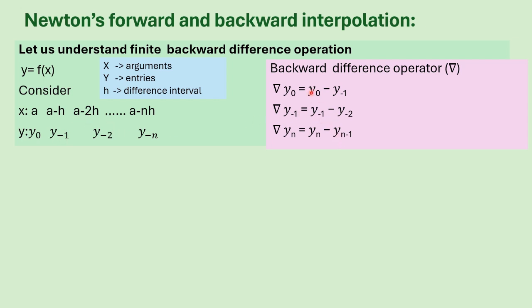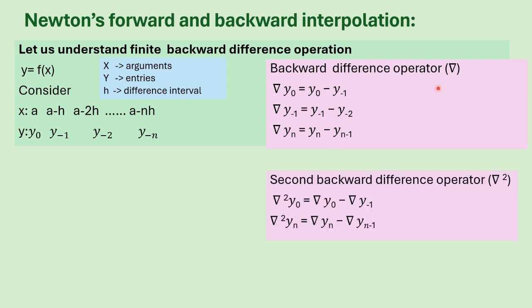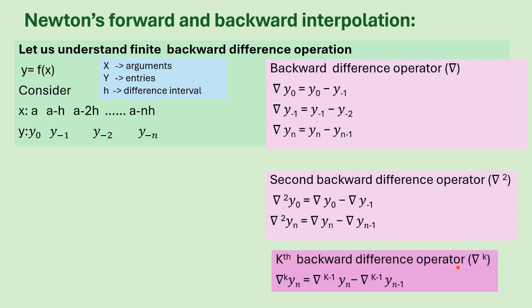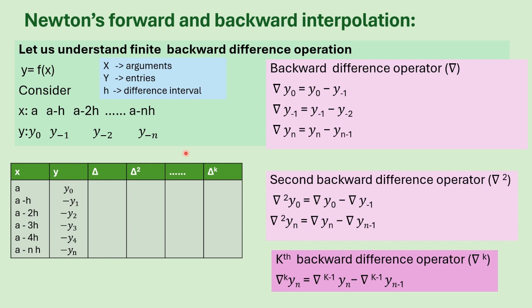This is the first backward operator. For the second operator it is the same thing: current value minus backward value. For the kth operator it is again the same. So now, for forming the difference table, it will be like this.